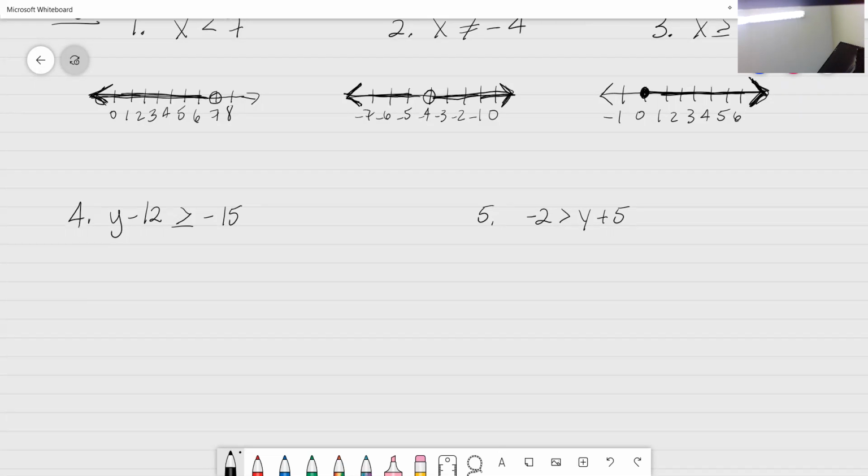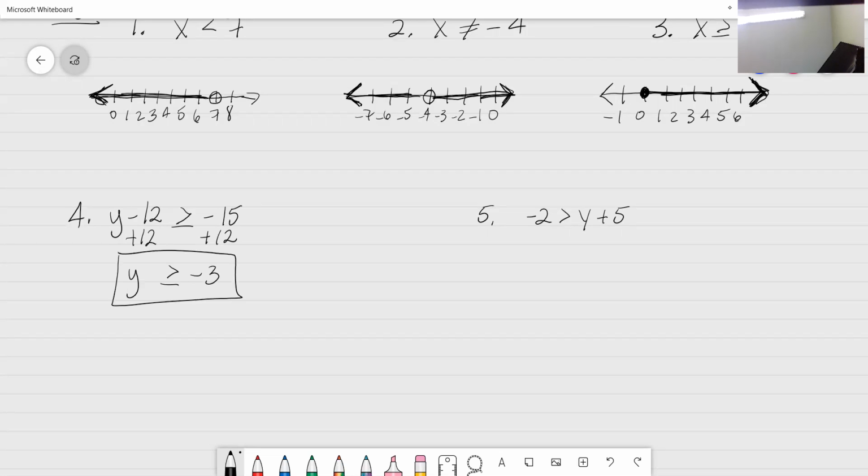So you solve back and forth across the inequality just the same as you would with an equal sign. Just the way we've been solving our equations, you would do the same thing with linear inequalities. So again, you want to isolate your variable. So y minus 12 is greater than or equal to negative 15. To isolate y, you need to add 12 to both sides. And the sign stays the same. y must be greater than or equal to negative 15 plus 12, which is negative 3.